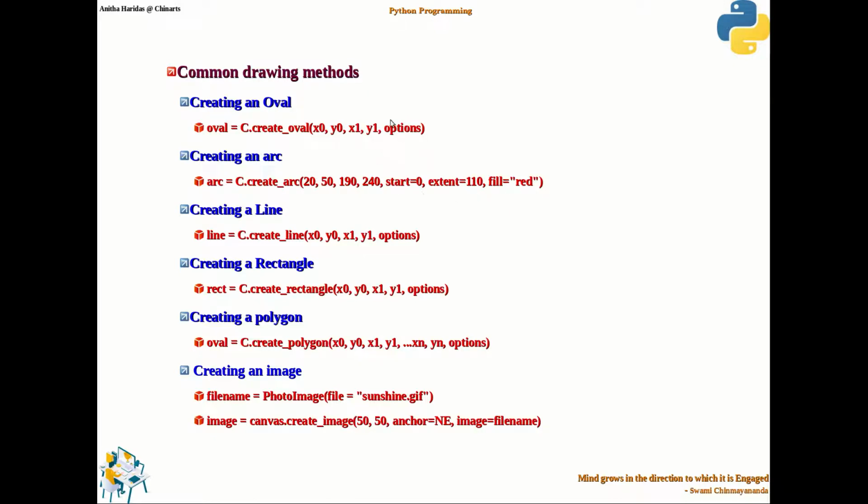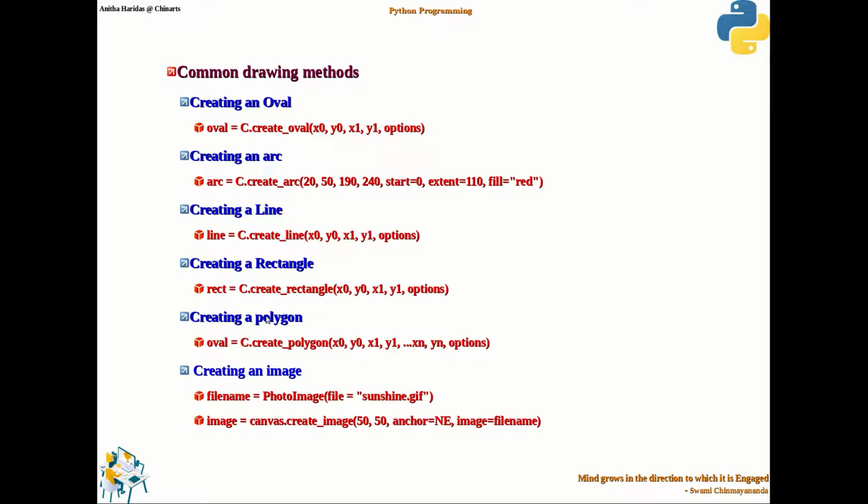As I said, these options are here. You will specify the x0, y0 value and x1, y1 value, right? Both the coordinates. Along with the coordinates, you can also specify options like this, right? So you have n number of options available. Then if you want to create a line, you can use this particular method, again with the coordinates along with the options. Or if you want to create a rectangle, you can specify the coordinates along with the options.